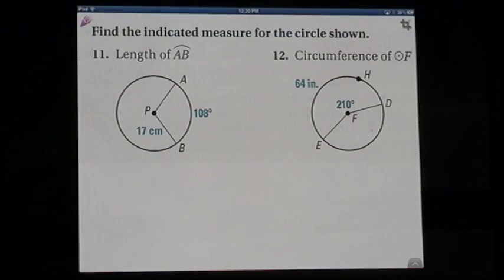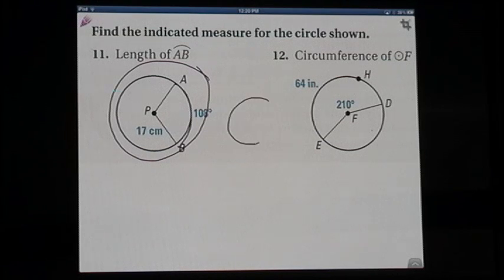This is asking for the length of AB. Now to find the length of AB, we have to know the circumference of the whole circle. And the way I reminded you about this is, just imagine if you knew that the circumference of a circle was, say, 20.